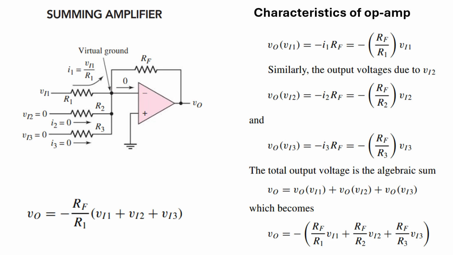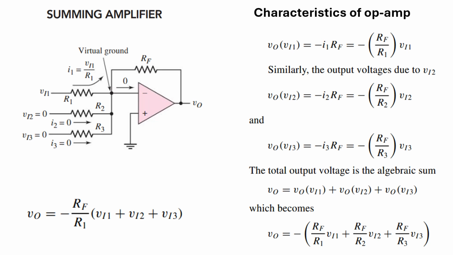So how can we get it? You can solve this equation. First find out the V output. If you are supplying V1, that will be equal to minus of Rf by R1 into V1. Similarly, you can find out the output voltage for V2 and V3, and then finally you can add it.